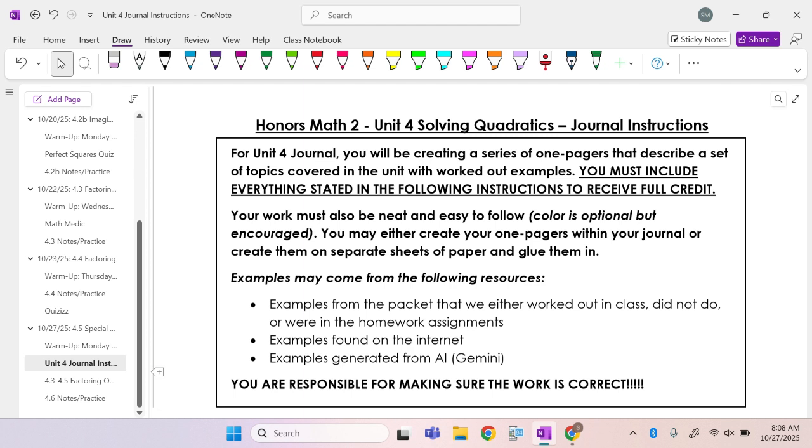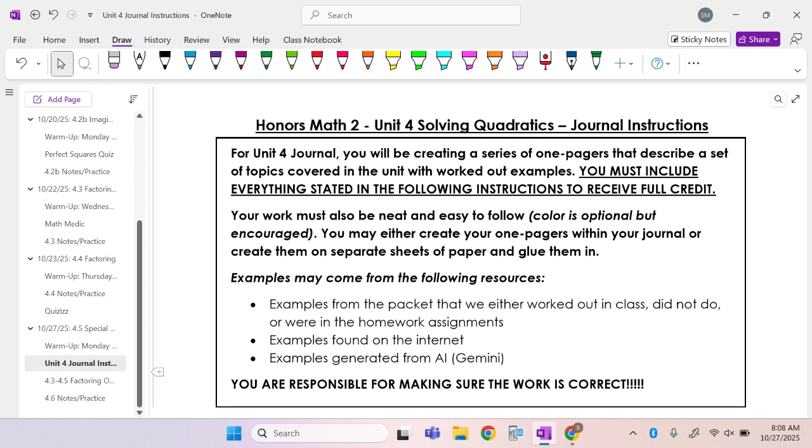Now, with these one-pagers, you have an option. You can either create the one-pagers within your journal, just in the pages of your journal, or you can do it on a separate sheet of paper and glue it in. Now, the first two, number 1, the 4.1 to 4.2.